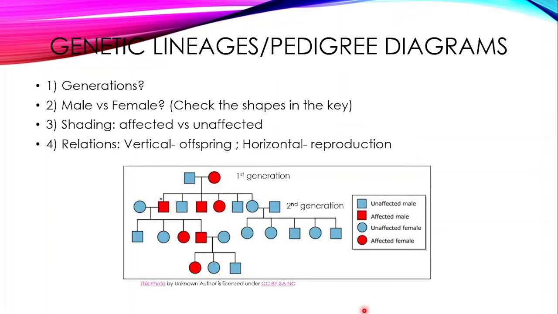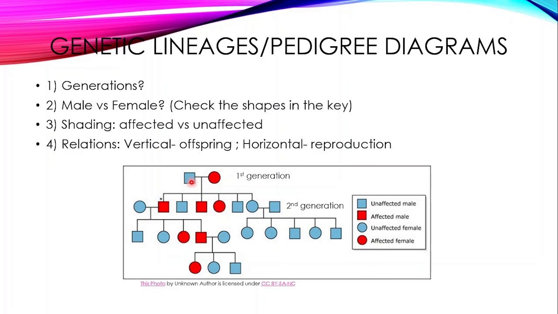Okay, then we get genetic lineages and pedigree diagrams. So there are 4 things that we need to look at to help us figure out what is happening in this pedigree diagram. We first look at generations. Here's the first generation, here's the second generation, here's the third generation, here's the fourth generation. Then we look at males and females, and we use the shapes in the key. So this tells us that males are squares and females are circles.